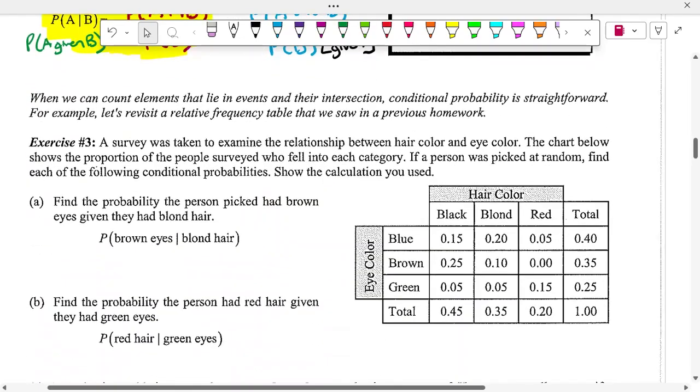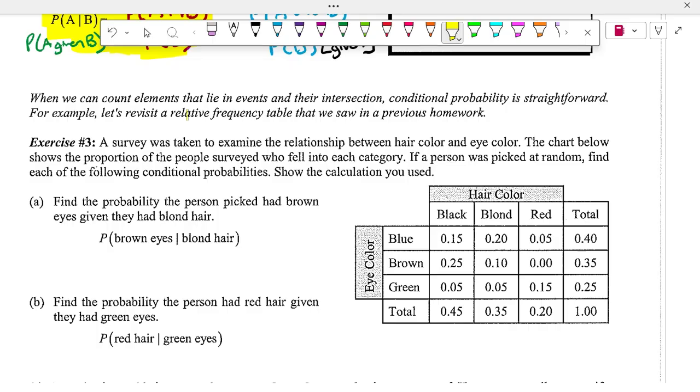Now, why is that important? Because sometimes they don't give us numbers, they give us probabilities. So this next example, even though they gave us a frequency table, this is known as a relative frequency table. Meaning they don't give us the number of people, they give us the probability of it happening.